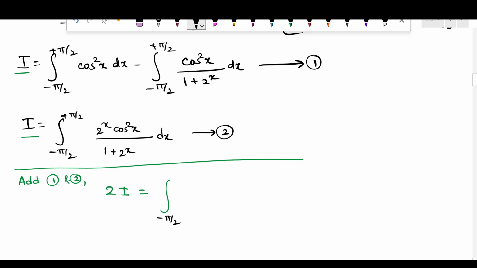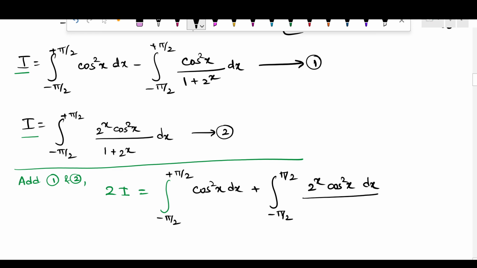the integral from minus pi by 2 to plus pi by 2 of cos square x dx plus the integral from minus pi by 2 to pi by 2 of 2 raised to the power x cos square x dx upon 1 plus 2 raised to the power x, minus the integral from minus pi by 2 to plus pi by 2 of cos square x upon 1 plus 2 raised to the power x dx. Right?